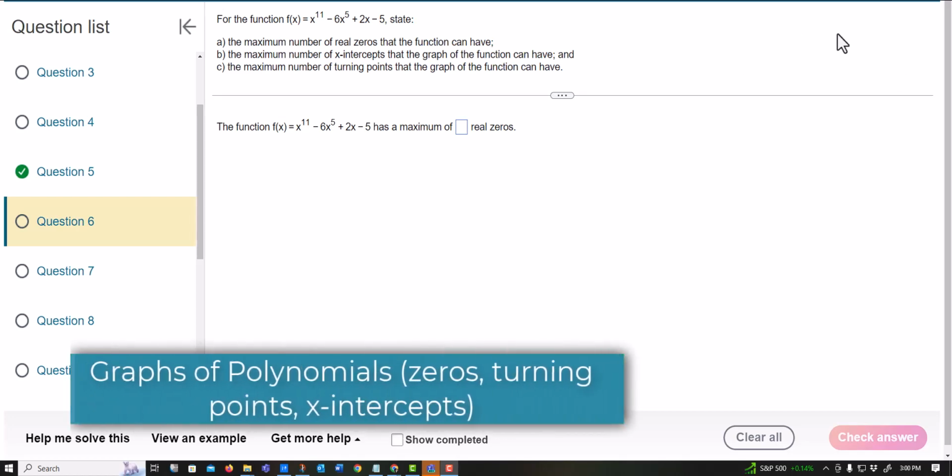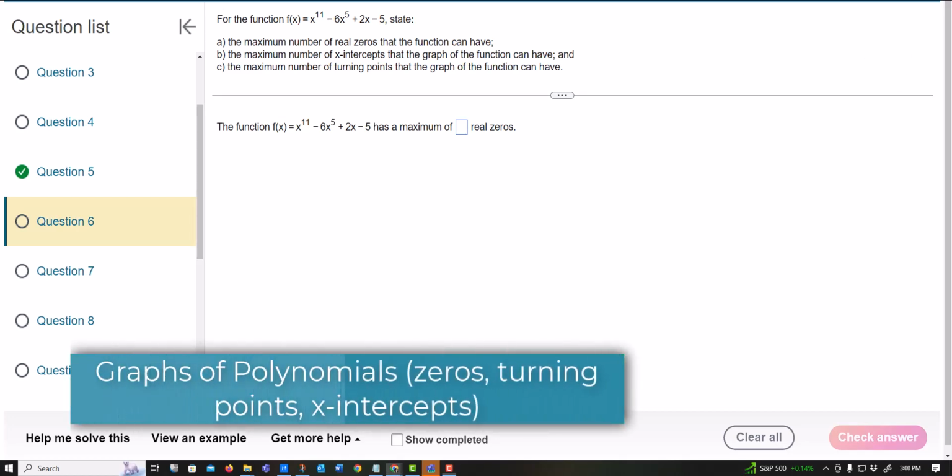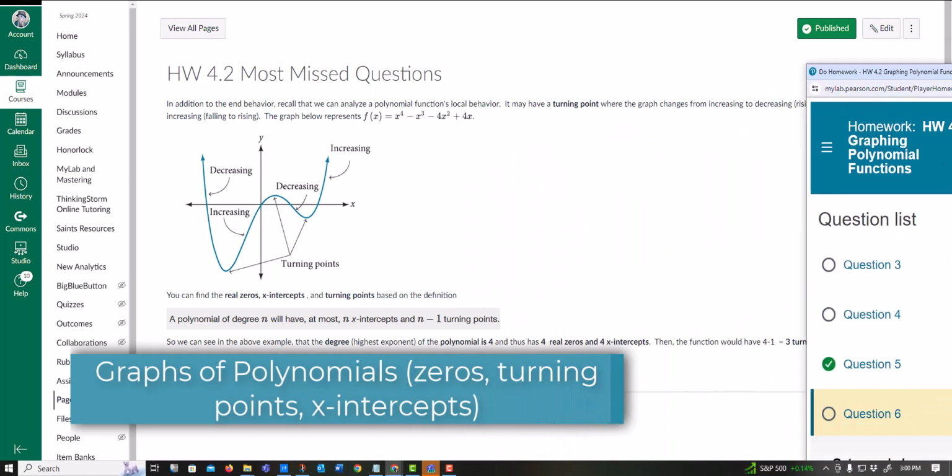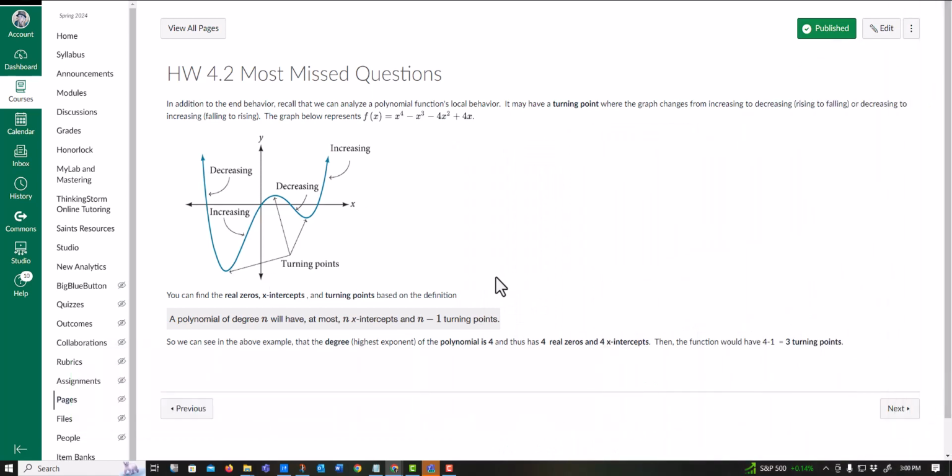All right, so I thought maybe the best way is just to kind of show this. Now, be sure to notice these definitions, that you look at the degree. Remember, that's the highest exponent. And so the degree tells you at most, may not be that it has that many, but at most, how many intercepts you will have. And remember, the intercepts are simply where you go through the x-axis, x-intercepts.